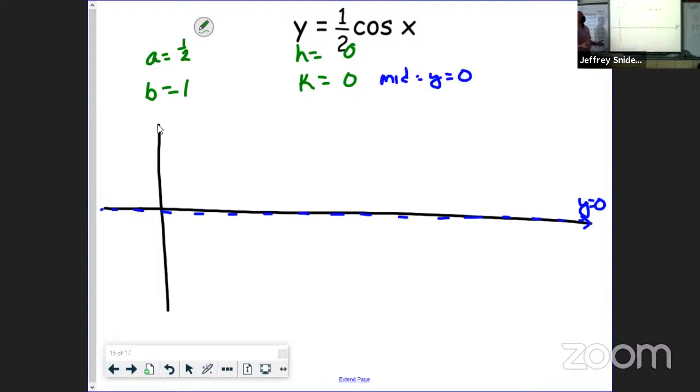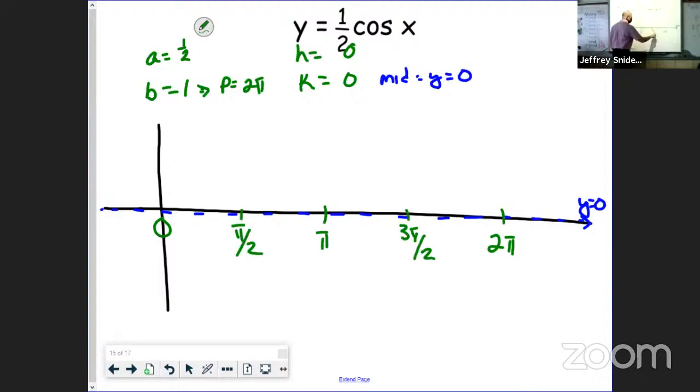So what do we know right now? We know it's going to start at 0, okay? And since the b is 1, we know that the period then is just 2 pi. So it's going to start at 0 and it's going to end at 2 pi. So I'm going to divide this up: 0, 2 pi, here's pi over 2, and here's 3 pi over 2. So those are going to be my 5 points that I'm going to need, those locations.